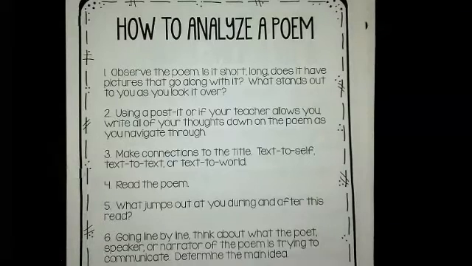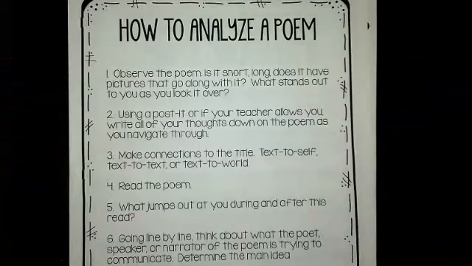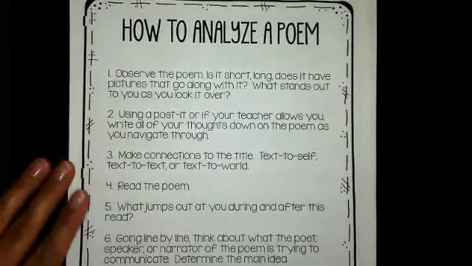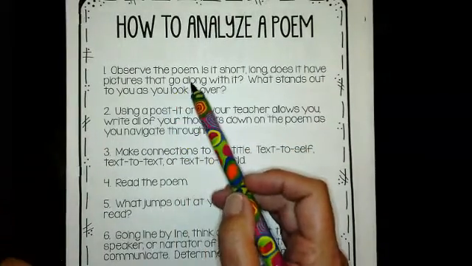Yesterday in writing, we started talking about how to analyze a poem, or how to look at a poem and understand it. That's what analyze means, how to look at it and understand it. And there are 8 steps that we need to remember whenever we're doing that. The first is to observe the poem.